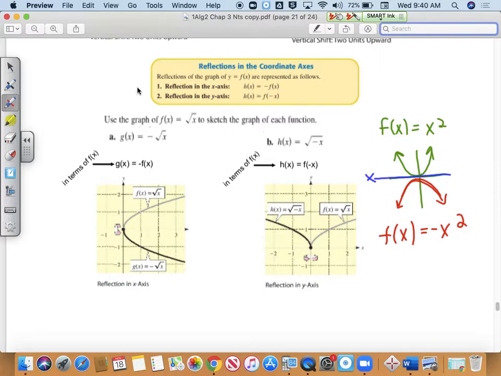So if you look at these examples here, it says use the graph of f of x equals the square root of x to sketch these graphs. So the original graph of f of x, square root of x, is in light gray here. And then when you put a negative sign in front of it, it flips it over the x-axis.